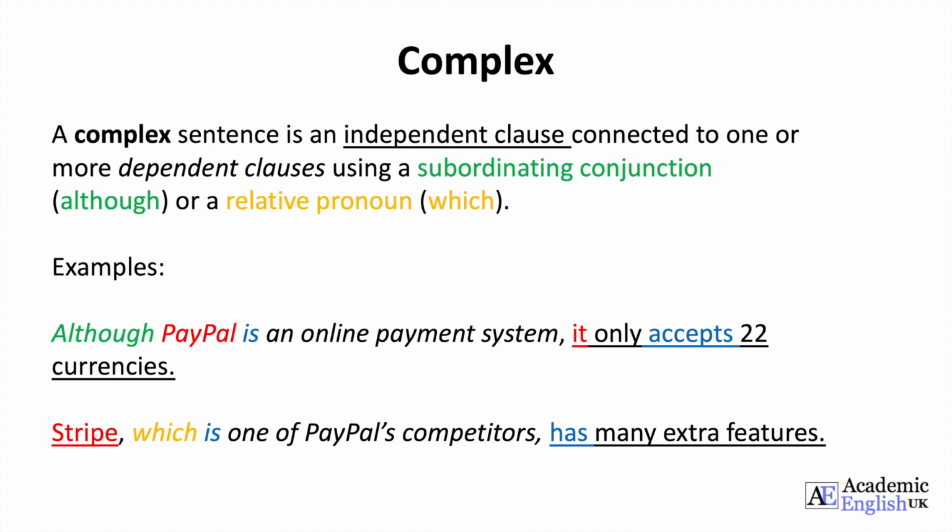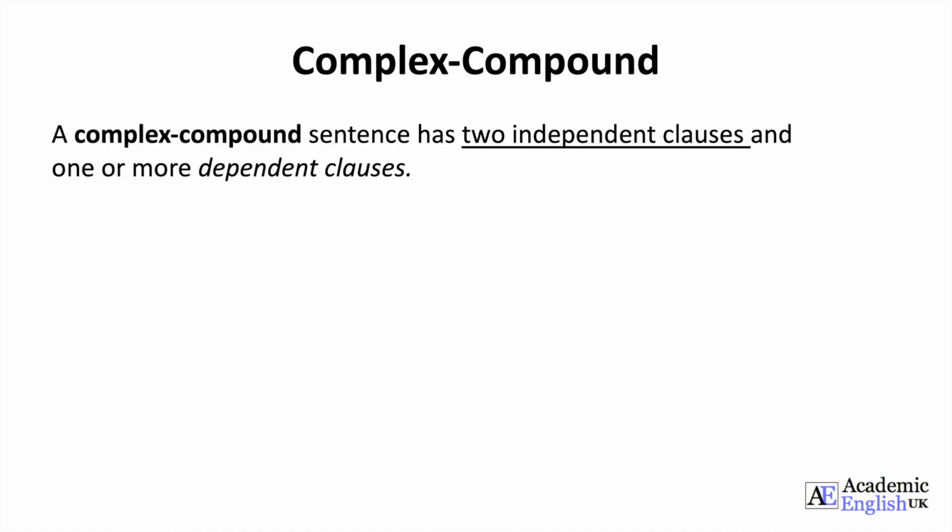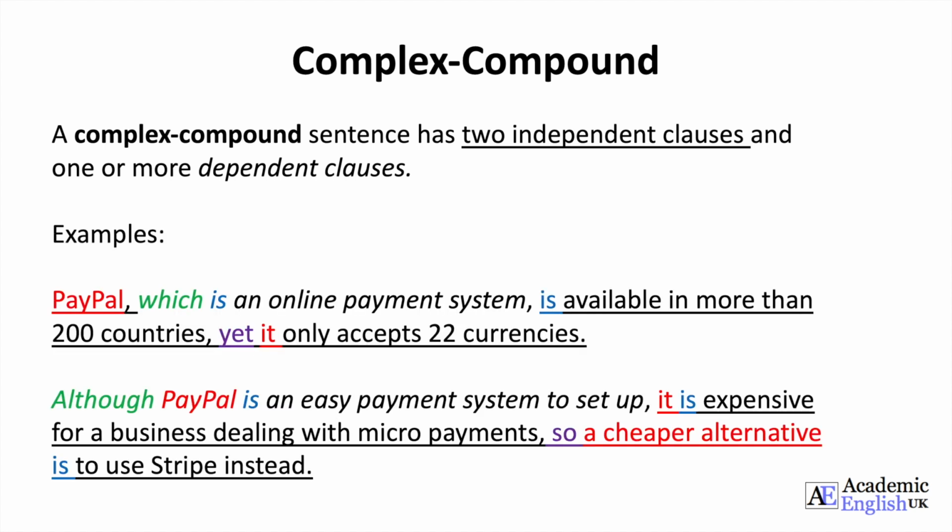Let's move on to the last one, complex compound. A complex compound sentence has two independent clauses, again underlined here, and one or more dependent clauses, again in italics here. So let's look at the first sentence. The two independent clauses are PayPal is available in more than 200 countries, and it only accepts 22 currencies. And the dependent clause is which is an online payment system.